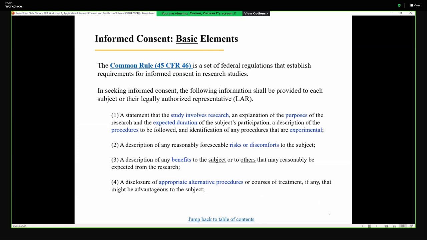So this is the exact language, so it does kind of get into it. But these are things that should be provided to subjects, or if needed, their legally authorized representative, which throughout this I may refer to as an LAR. But the first is you have to let them know that the study is research. They need to understand why it's being conducted, how long they're expected to participate, and what they're being expected to do. If what they are doing is experimental, they need to be aware that it is experimental.